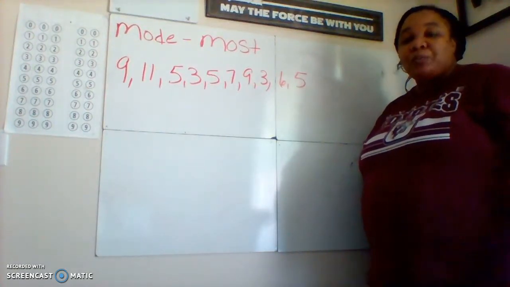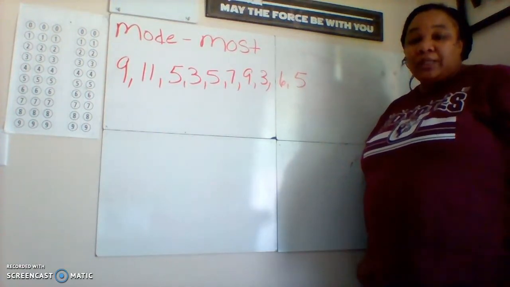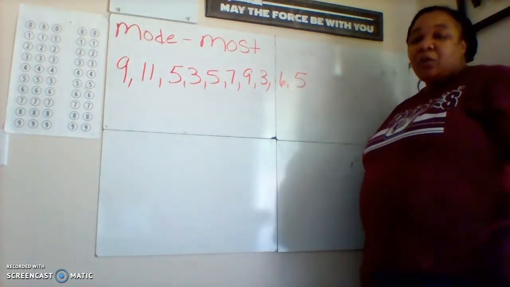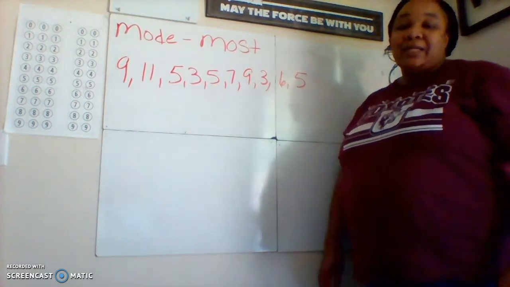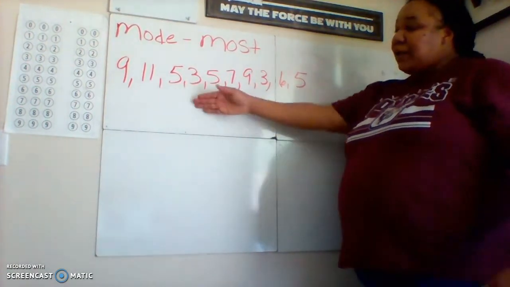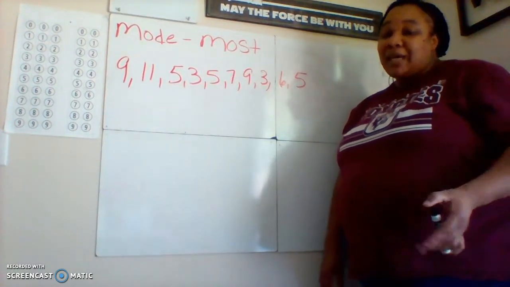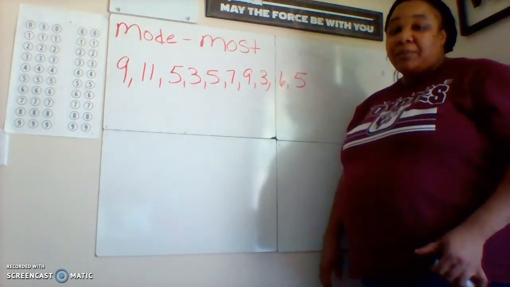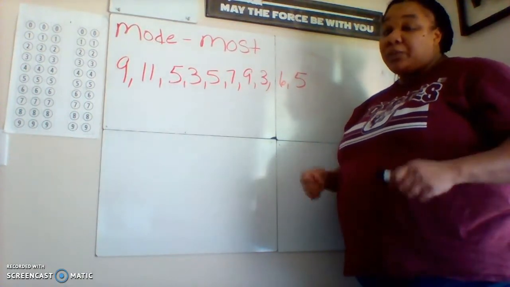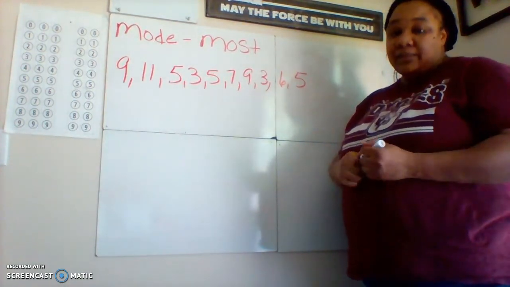Today I'm going to go over the mode in a data set, okay? The mode is the number that appears most often in a data set, okay? I have a data set. The first thing I'm going to do always when we have a data set is put our numbers in order from least to greatest. We're going to put our numbers in order from least to greatest, okay?